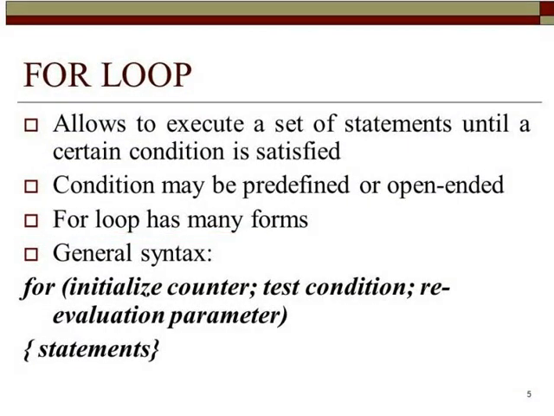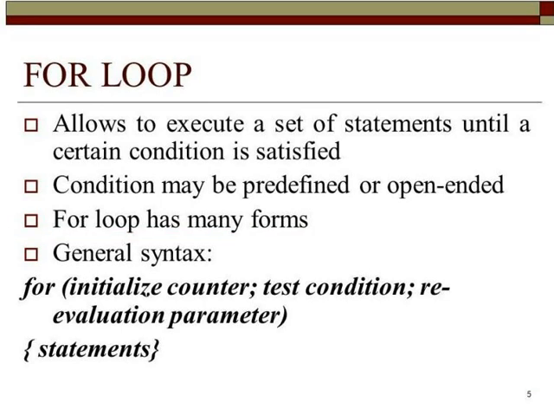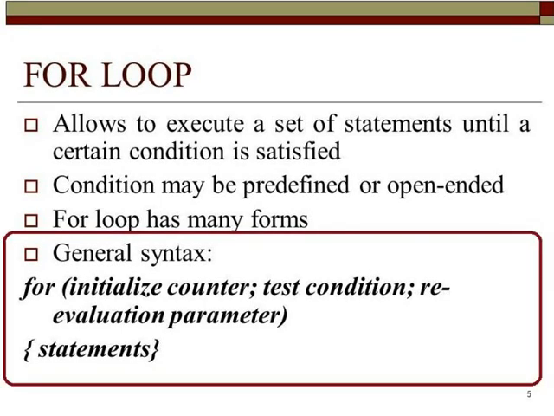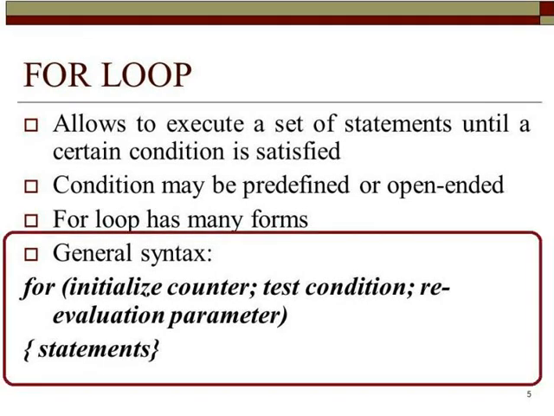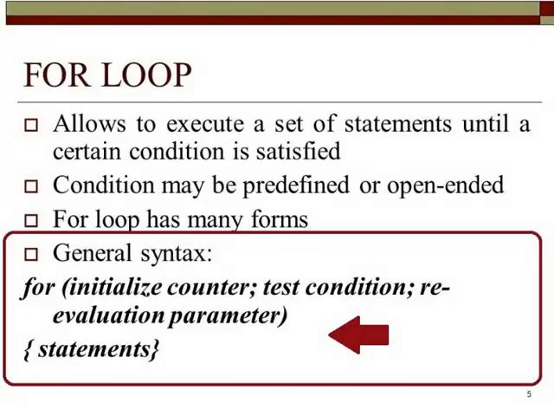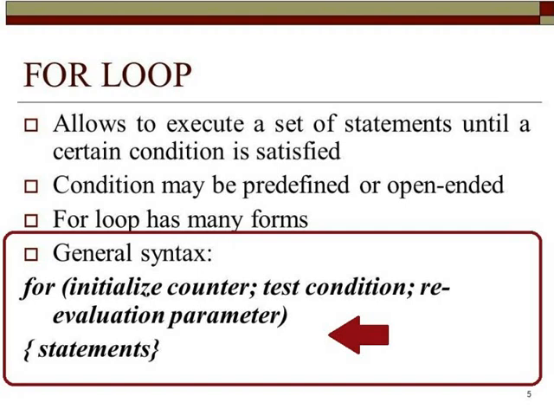So, the general syntax of a loop is the for keyword. The initialization counter is nothing but giving the initial value to the loop variable. The test condition is whatever condition has to be checked each time, and the revaluation parameter is the updation of that loop variable. Each time the loop variable is incremented or decremented. And as we know, within the set of curly braces we have the statements that are to be executed if the condition is true.